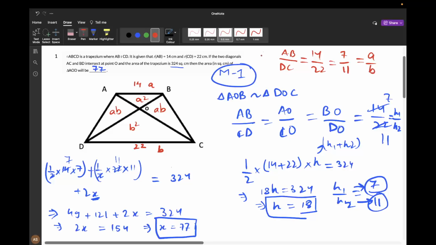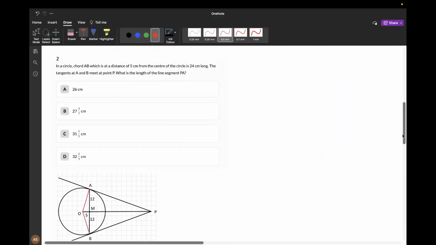So in this method, we can easily see it takes hardly 10 seconds to solve the question. We know A is 7, B is 11, and hence AB will become 77. That is our answer. Let's move on to the second question.